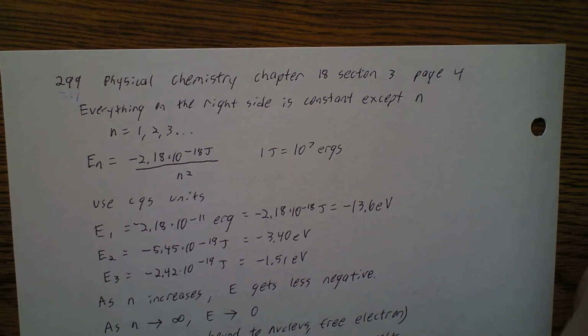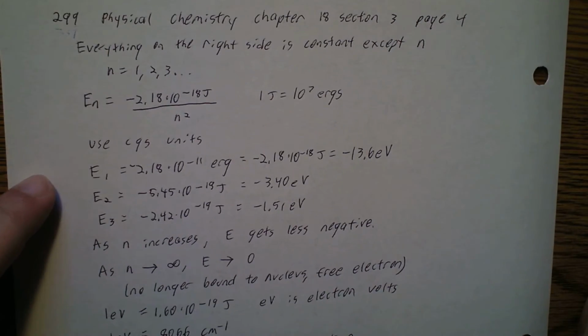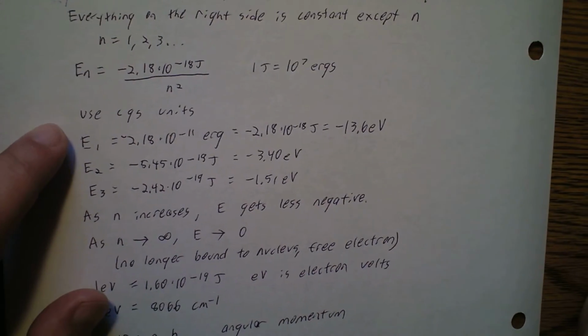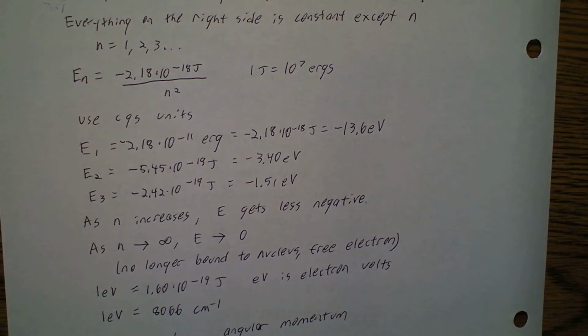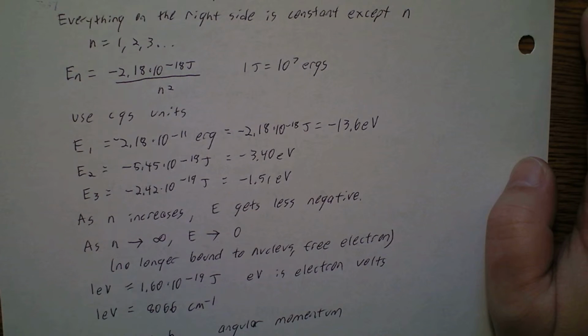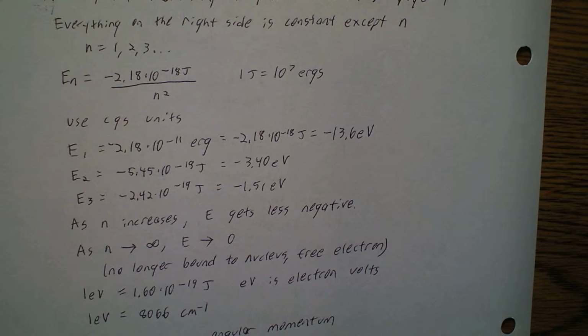So En is equal to minus 2.18 times 10 to the negative 18 joules over n squared. And of course, 1 joule is equal to 10 to the 7 ergs. So again, it's easier if you just use CGS units. So E1 is equal to minus 2.18 times 10 to the negative 11 ergs. And that's equal to minus 2.18 times 10 to the negative 18 joules, or minus 13.6 electron volts.